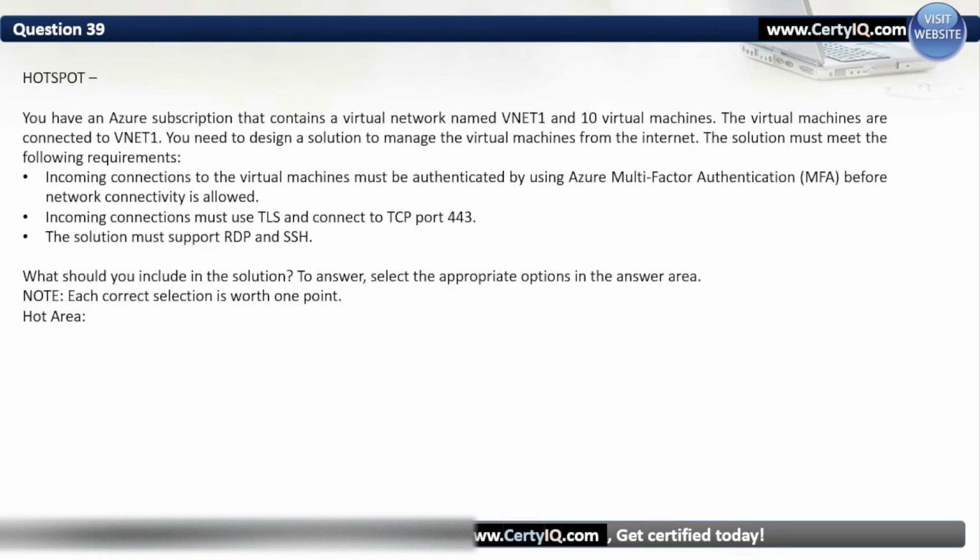Question 39. Hotspot. You have an Azure subscription that contains a virtual network named VNet1 and 10 virtual machines. The virtual machines are connected to VNet1. You need to design a solution to manage the virtual machines from the internet. The solution must meet the following requirements. Connections to the virtual machines must be authenticated by using Azure multi-factor authentication before network connectivity is allowed. Incoming connections must use TLS and connect to TCP port 443. The solution must support RDP and SSH.